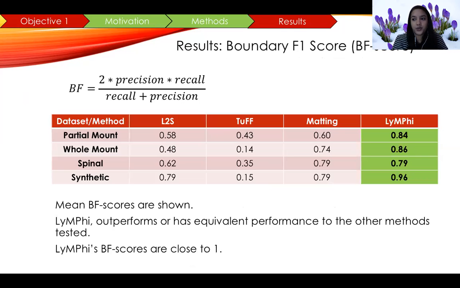Another score we use to assess segmentation performance is the boundary F1 score. This is the harmonic mean of precision and recall of pixels on the segmentation boundary. Again, BF score, just like DICE score, ranges from 0 to 1, and we can see that for all the data sets, Lymphy has a BF score of about 0.8 or above, which indicates a close match with the manual annotation. The last data set is a synthetic data set, which we will discuss during the third objective.